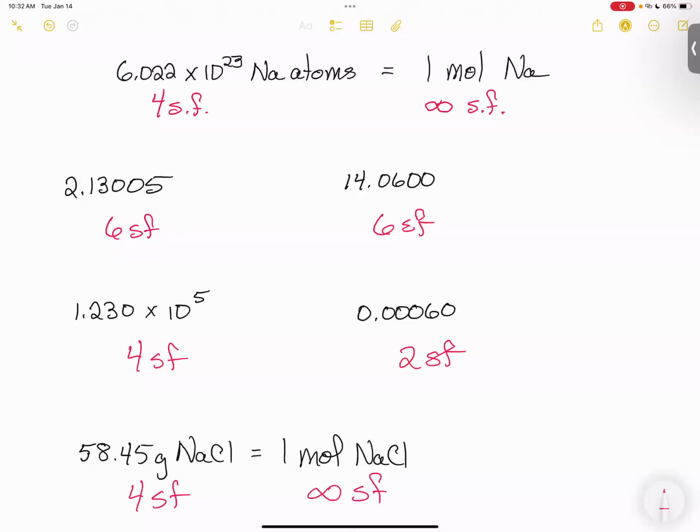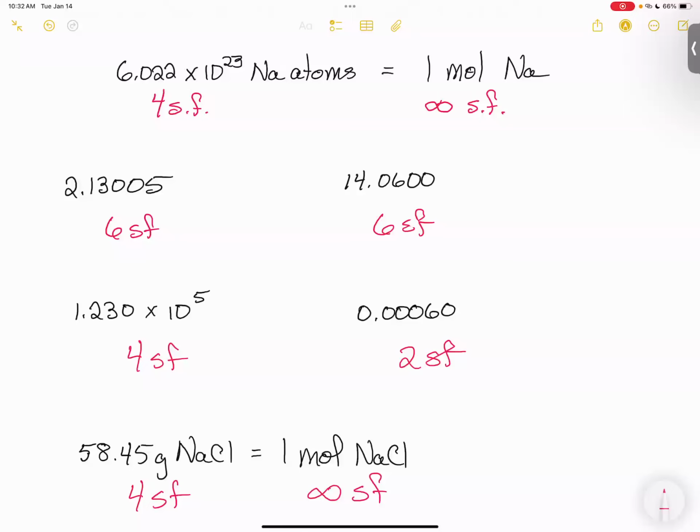With 2.13005, the 2 was significant, the 5 was significant, so that goalposted everything. So there were 6 sig figs. With the 14.0600, the 1 was significant. The 0 at the end was significant because it was at the end of the number after the decimal. Therefore, it goalposted, and there were 6 sig figs.